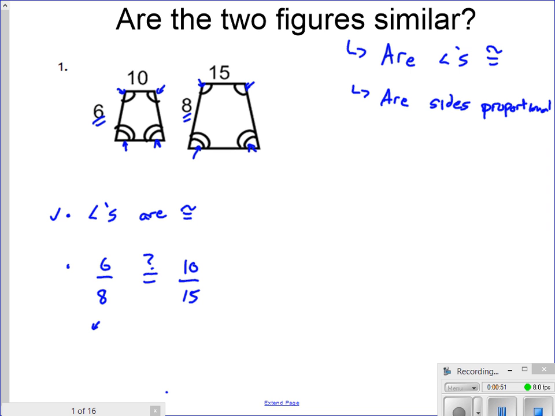I'll simplify very quickly. So this would be 3/4. 10 over 15 simplifies to 2 over 3. These two things are not equal, which means these two things are not similar.